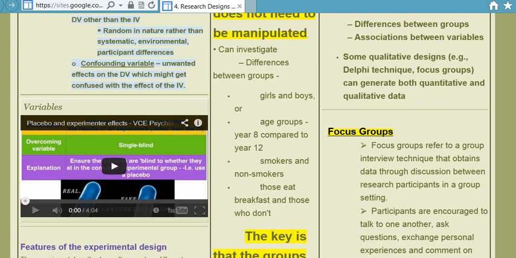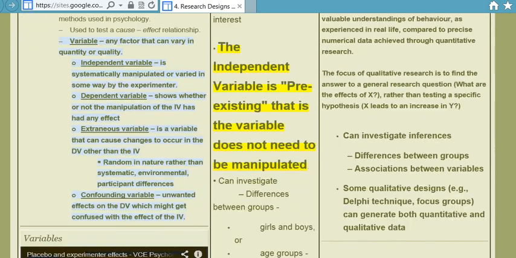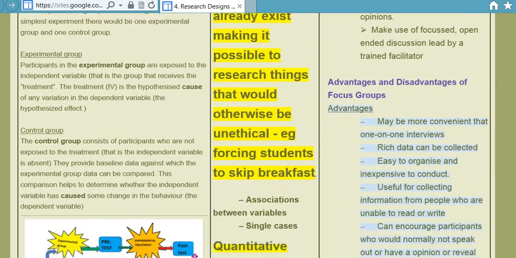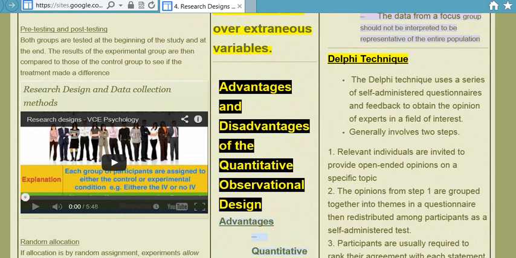The SACE exams avoid calling these designs qualitative, implying there is no quality in these two designs. Usually, when they ask questions about focus group and Delphi technique, I want you to remember that almost every year, in one way or another, there is a need to answer a question that relates to the Delphi technique or the focus group.